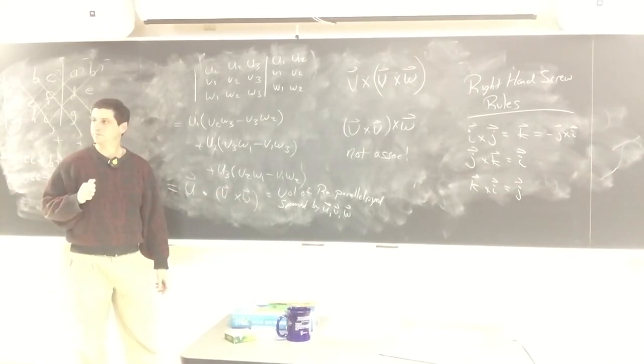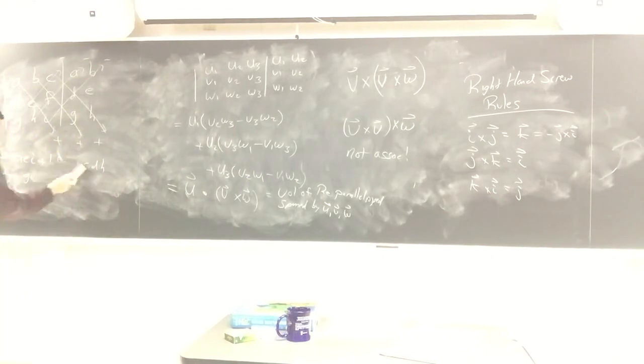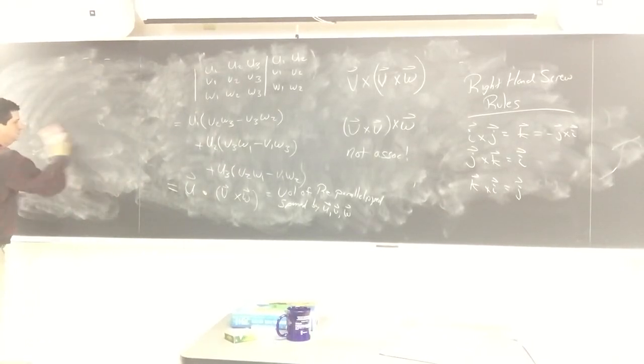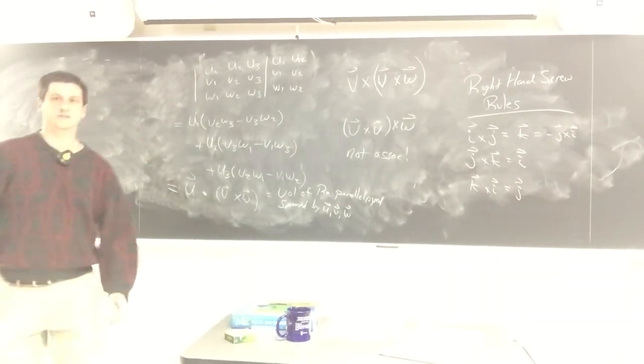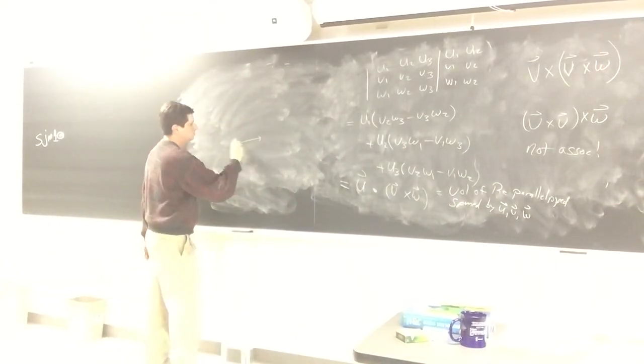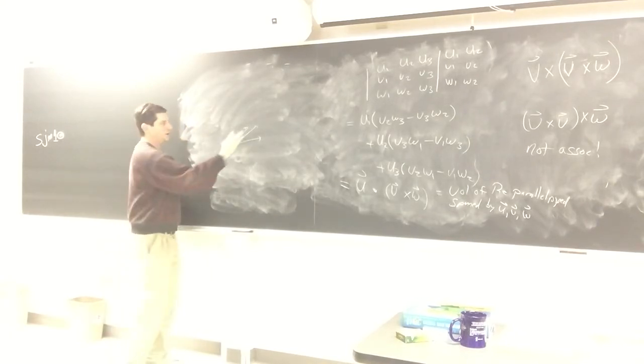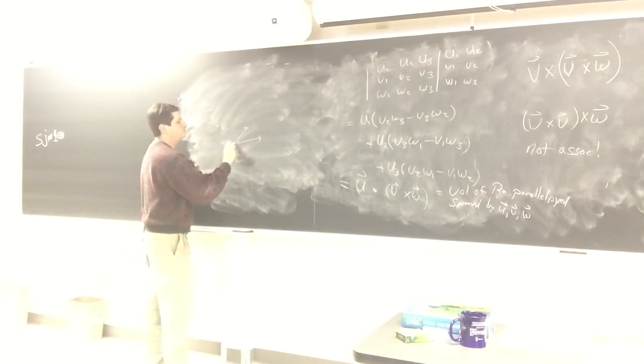Does it make sense geometrically? It's too hard to draw a diagram. So, I mean, if I try to draw the picture, so let's see. I could have three vectors like this, but I really want to somehow convey that this one is coming up.